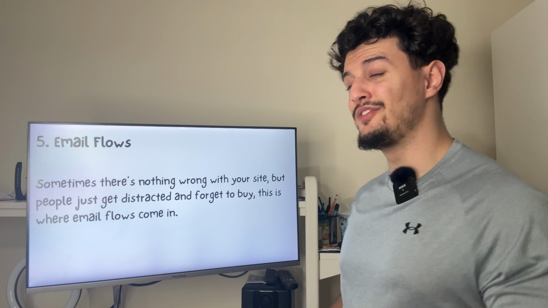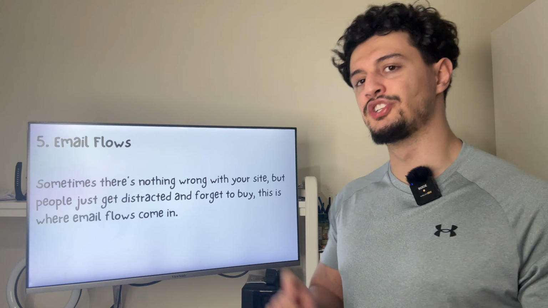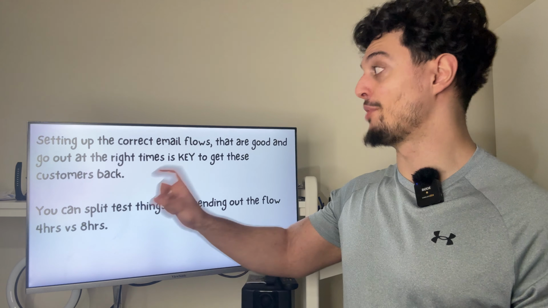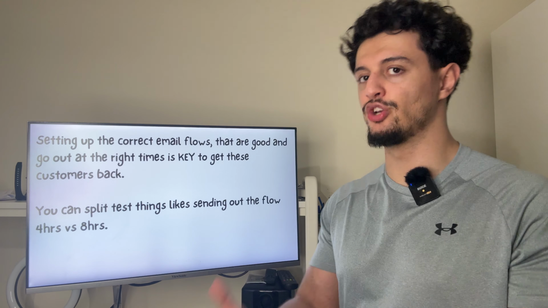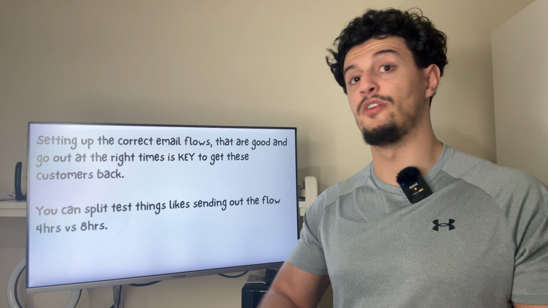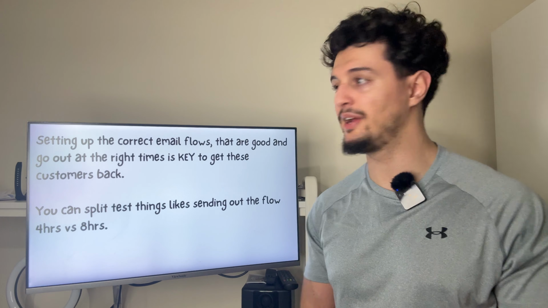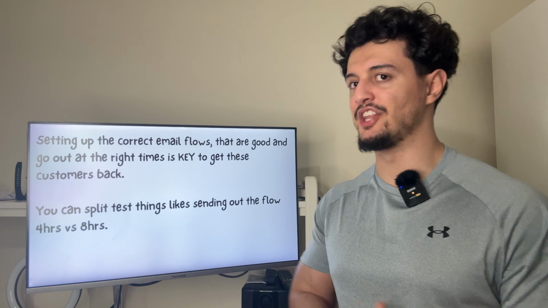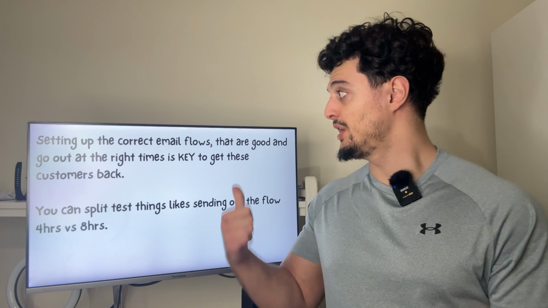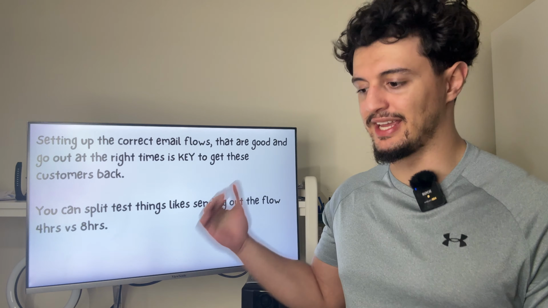So even if you have email flows set up, it doesn't just stop there, right? You want to make sure to set up the correct email flows. You want to make sure that it's actually good, right? You don't want to just half-ass the email and let that send out to who knows how many customers, right? Another thing is you actually want it to go out at the right time. And of course, the only way to find out any of this, again, is to test.